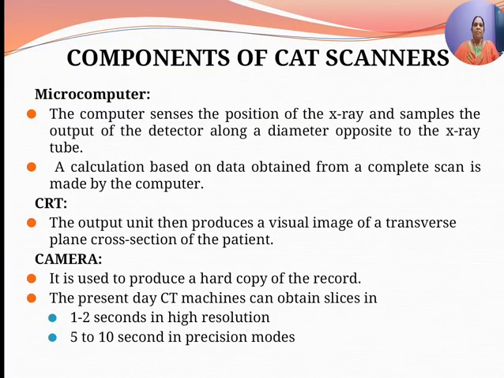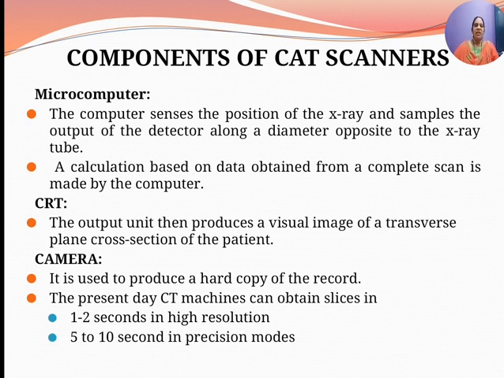Then your microcomputer. The microcomputer senses the position of the X-ray tube and samples the output of the detector along a diameter opposite to the X-ray tube. A calculation based on the data obtained from the complete scan is made by the computer. The calculations based on the data that is obtained are done completely by the computer.